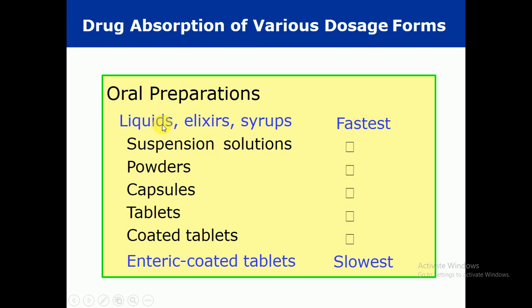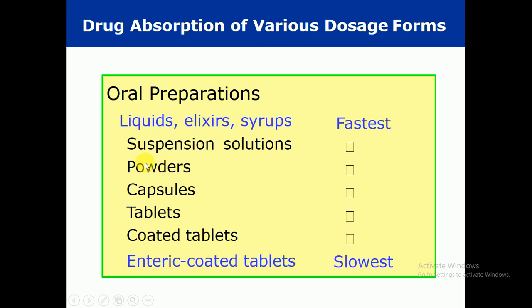So the liquids, elixir, and syrup have the fastest absorption. The second category is suspension or solution, which are also, you can say, fast. After that come the powders, then capsules, then tablets, then coated tablets, then enteric-coated tablets, which have the lowest.